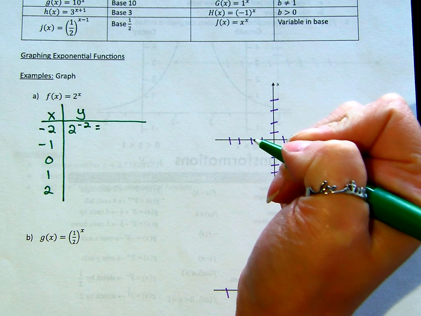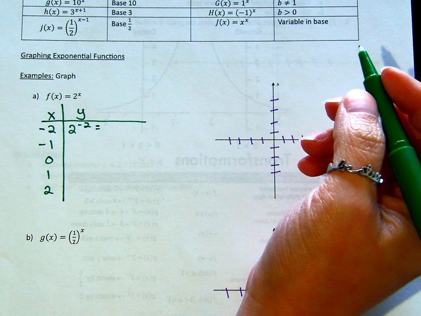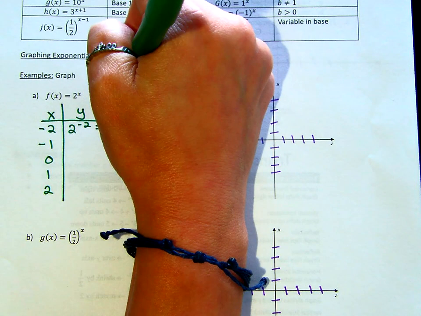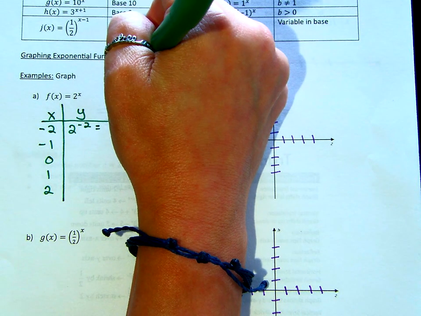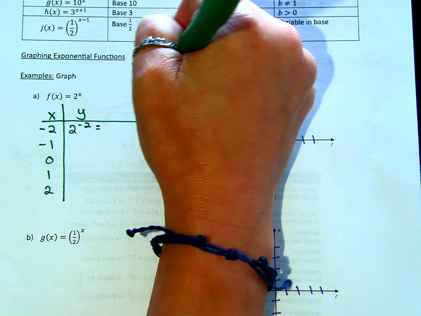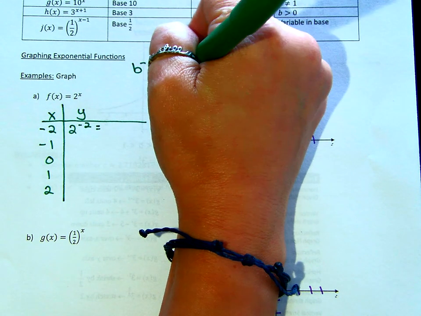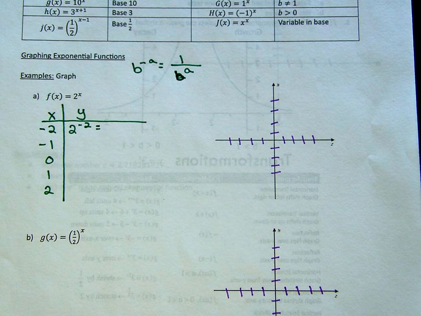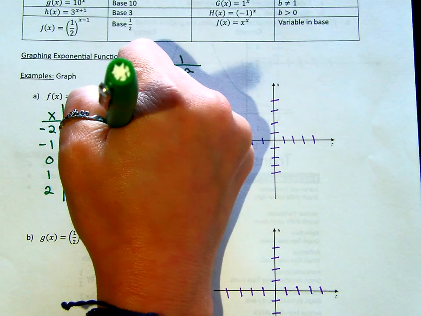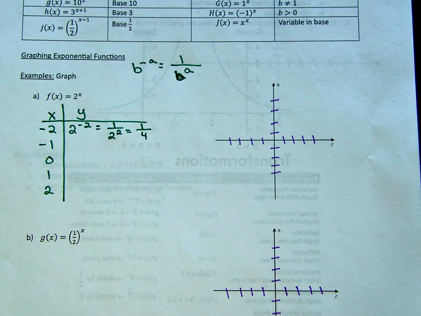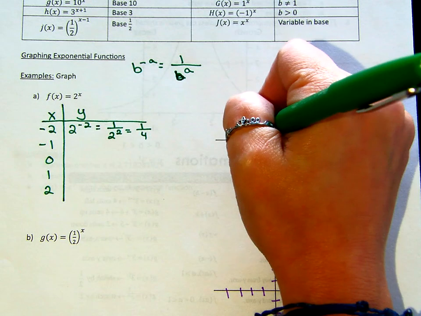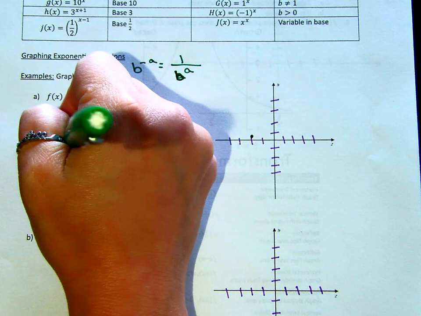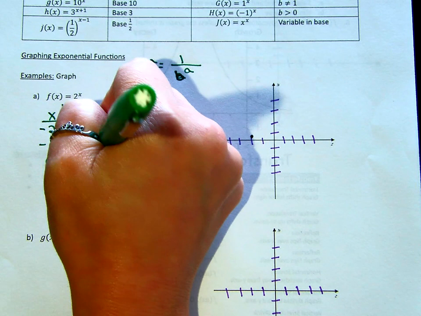Negative exponents. Well, if you have b to the negative a, then what ends up happening is it goes to the denominator, that's a b with a positive a. So 2 to the negative second power becomes 1 over 2 squared, which is 1/4. So when x is negative 2, we're at 1/4. So when x is at negative 1, we're at 1/2.